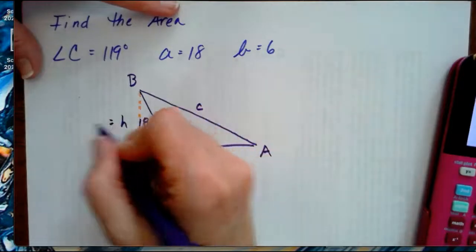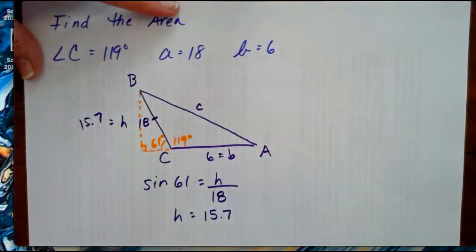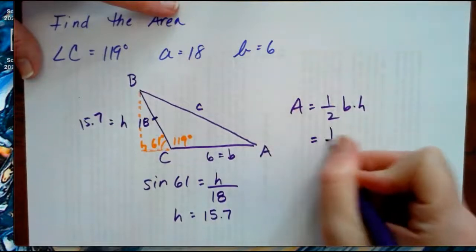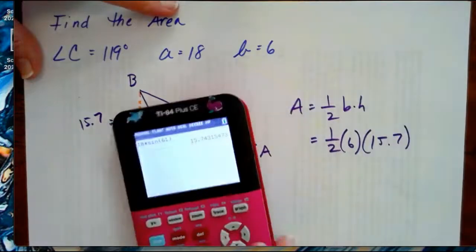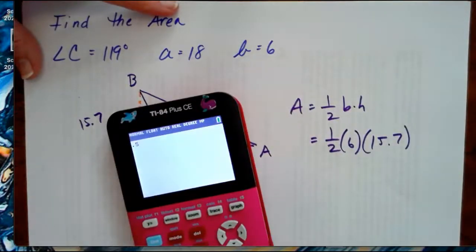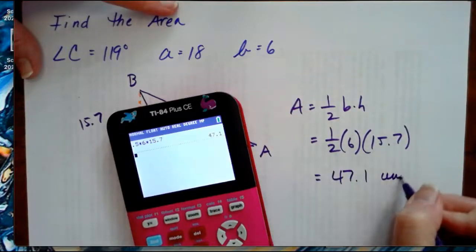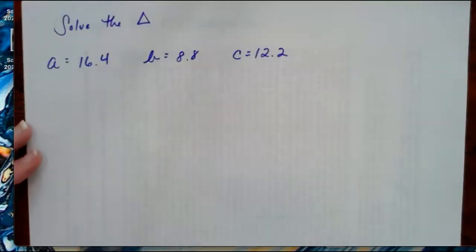So if our height is 15.7 and our base is 6, we can now find the area of the triangle. Area equals 1/2 base times height. That is 1/2 times 6 times 15.7, which gives us a final area of 0.5 times 6 times 15.7. The area of this triangle is 47.1, and we'll just say it's units squared. That's how we find the area of an oblique triangle.